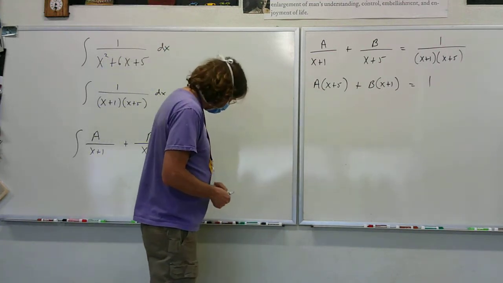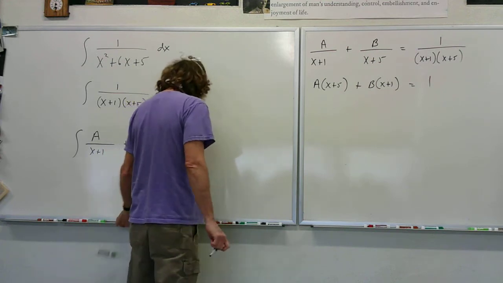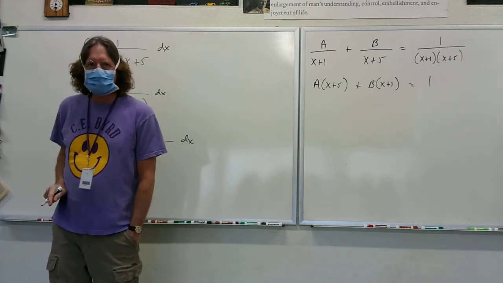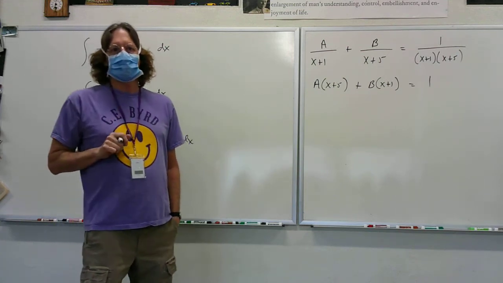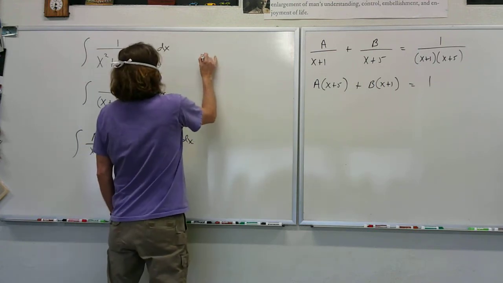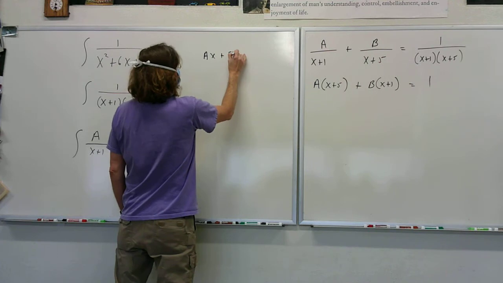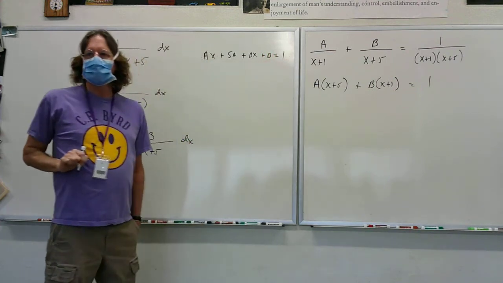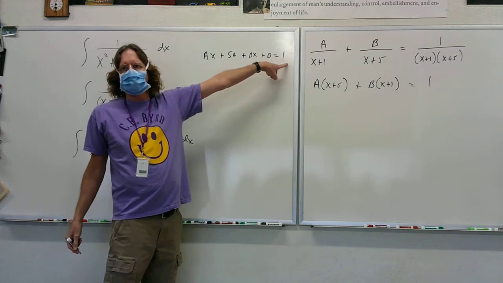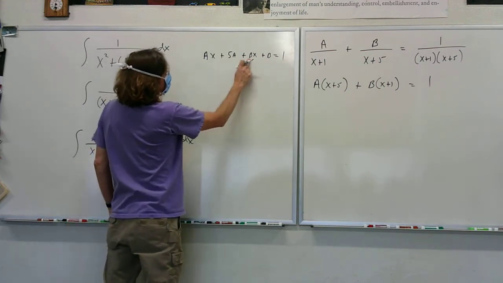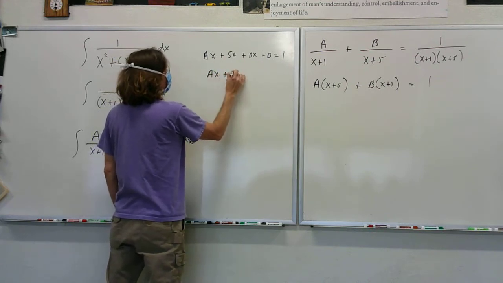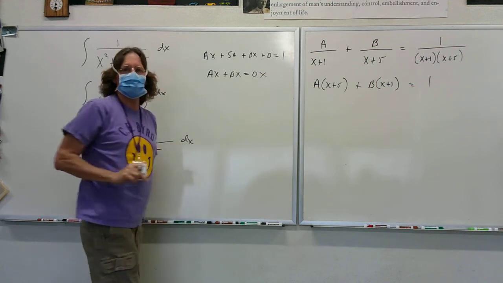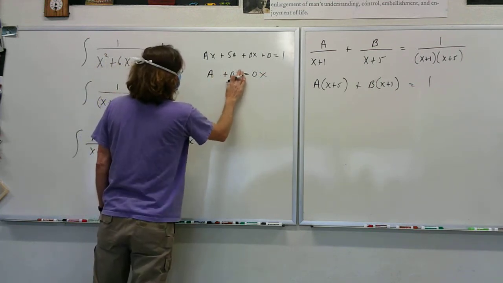Now, don't write down what I'm about to do. But I'm going to show you how it's worked in the textbook. You distribute the a out, and you get ax plus 5a plus bx plus b equals 1. Does everybody see how there are no x's over there? That tells me that ax and bx has to equal 0 x's, because you don't have any x's over there, do you? Which also tells me then that a plus b has to equal 0.